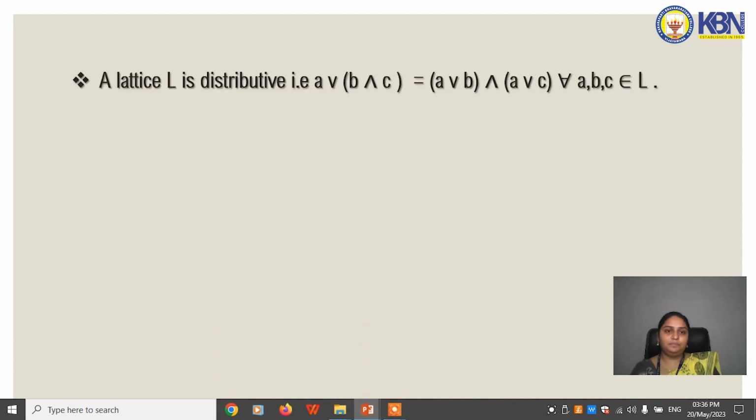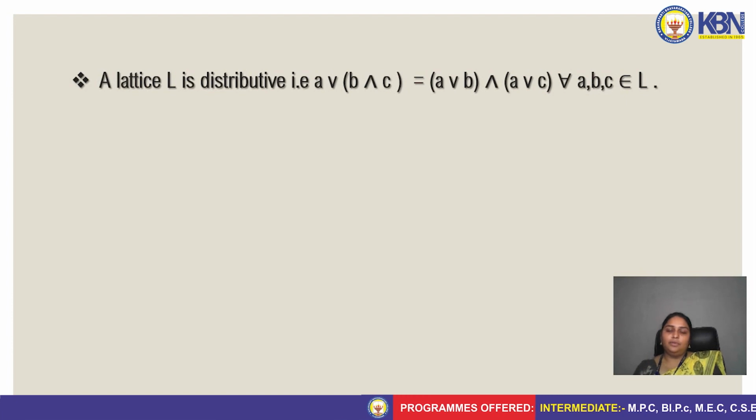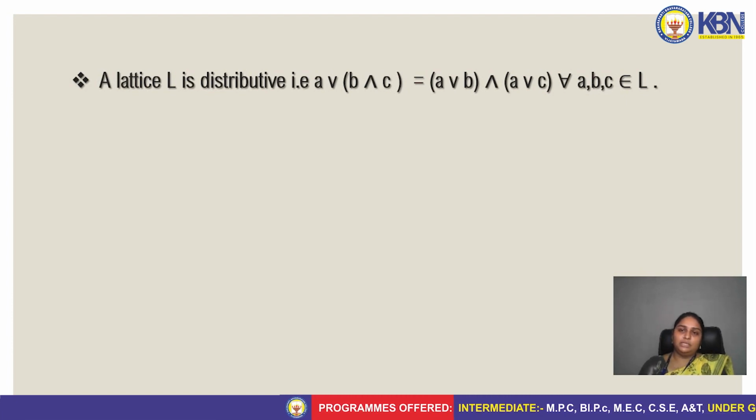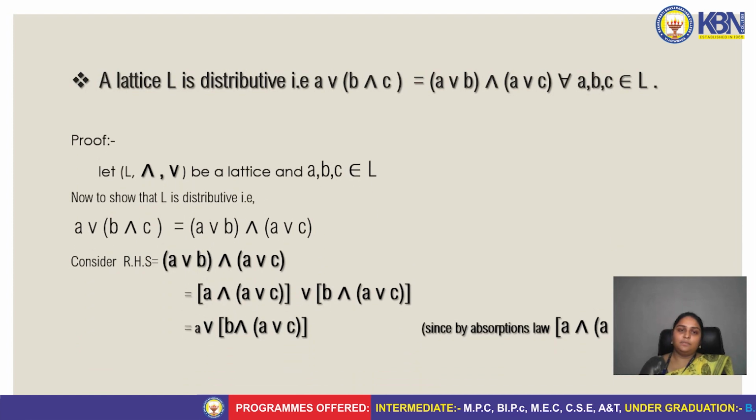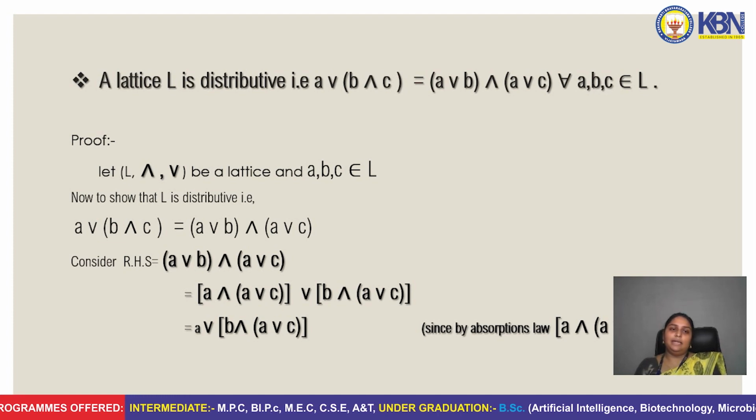And next one: a lattice is distributive. In this theorem, we have to prove that every lattice is distributive. Here it is given A join (B meet C) equals (A join B) meet (A join C). Now we have to prove this theorem using only that L is a lattice. We have to prove that L is distributive. So consider the proof: let (L, meet, join) be a lattice and A, B, C be any three elements in L. Now we have to show that L is distributive.